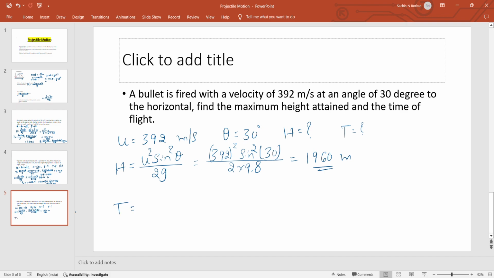Then we are finding the time of flight. t is equal to 2u sin theta by g, 2 into 392 sin 30 by 9.8, and this simplification will give us 40 seconds.